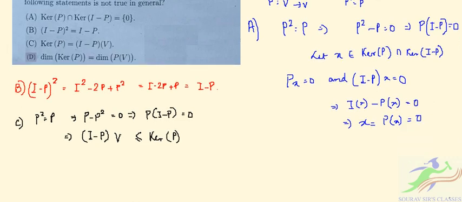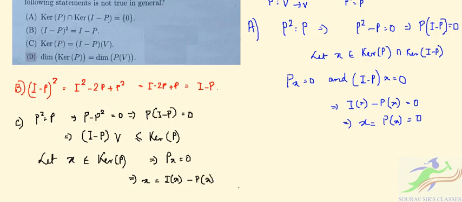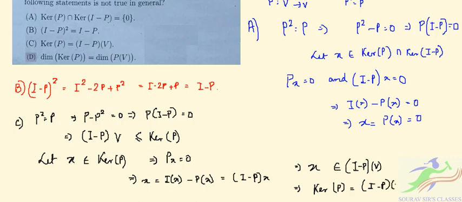Now let X be an element of the kernel of P, and we have P of X equal to 0. Then X will be I of X minus P of X. So here we can write (I minus P) taking X out of it, so this X is an element of (I minus P) of V. From here we can write that kernel of P is equal to (I minus P) of the finite dimensional vector space, which is also a correct option.